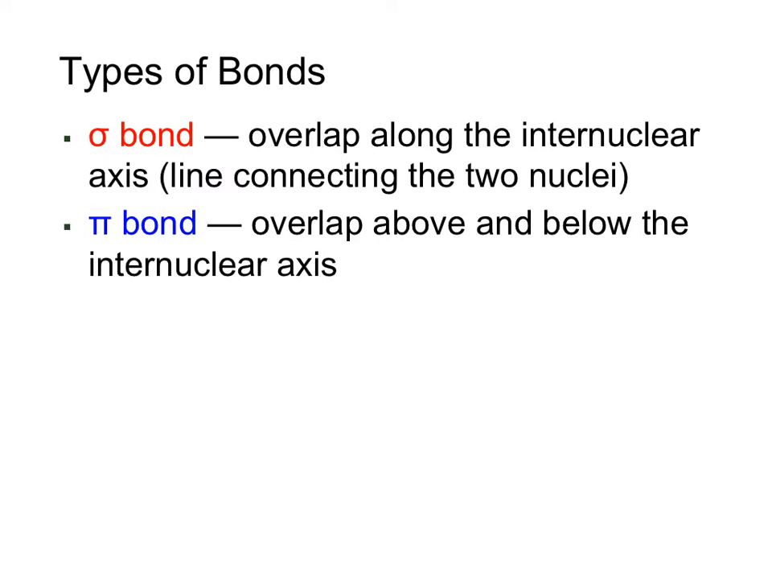We're going to define two different types of bonds here. We're going to have sigma bonds, which overlap along the internuclear axis. Consider that to be basically a line connecting two nuclei directly together. We're also going to look at what we call pi bonds. Pi bonds overlap above and below this internuclear axis.